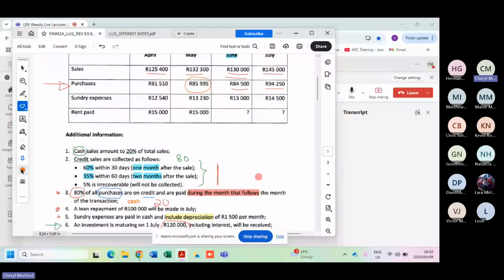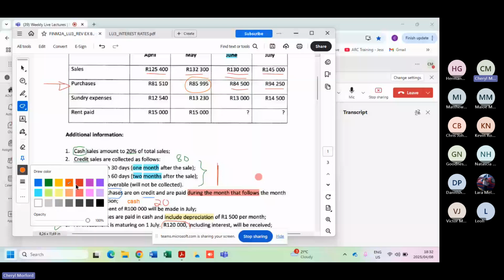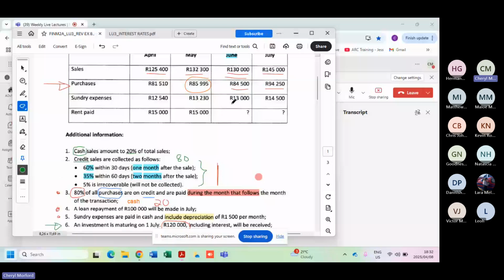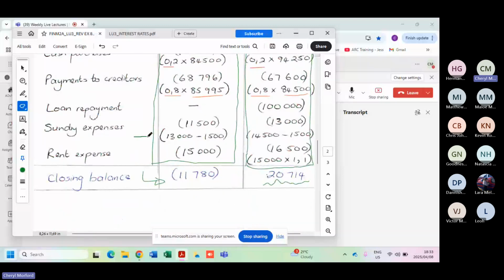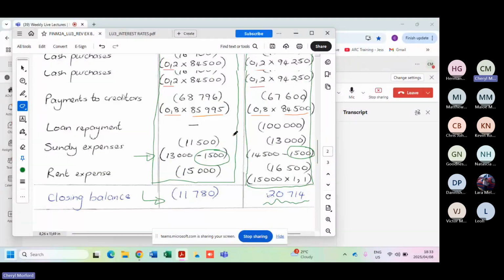Oh, running out of colors. Here's the sundry, the 13 and the 14.5. That though includes 1.5. It shouldn't be in the cash budget, so we must minus it. Right, so take note of that. Oh, wait, I'm in the wrong spot here, sorry. I'm in the depreciation one. So see what we're going to do. In the sundry expenses, check out this. I must do what? Minus the depreciation because it is not in the form of cash. Look out for that. Right, I think everybody has now learned something.